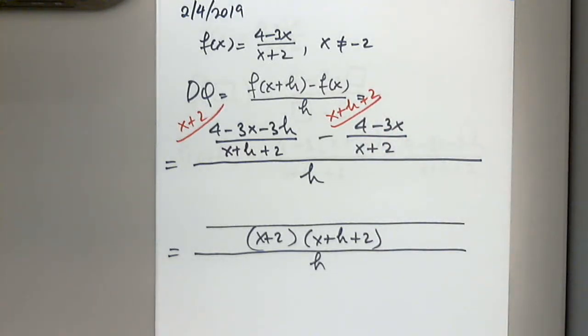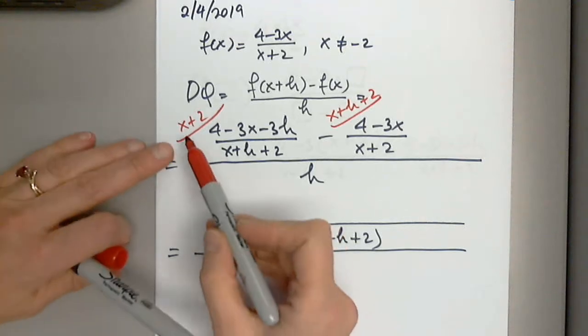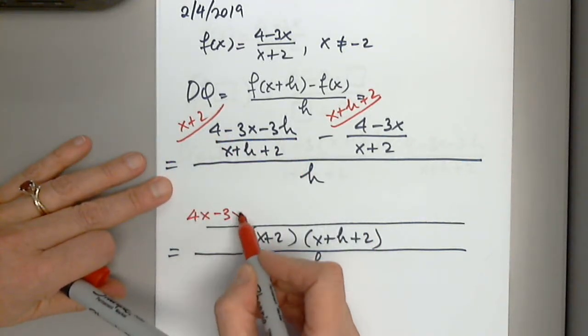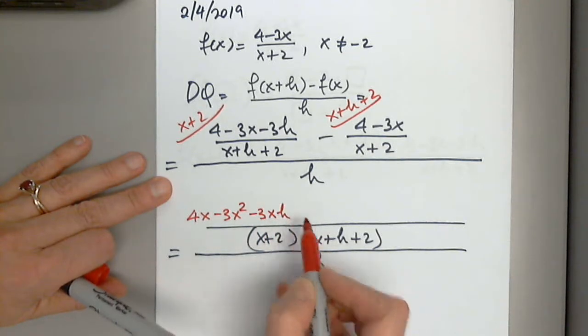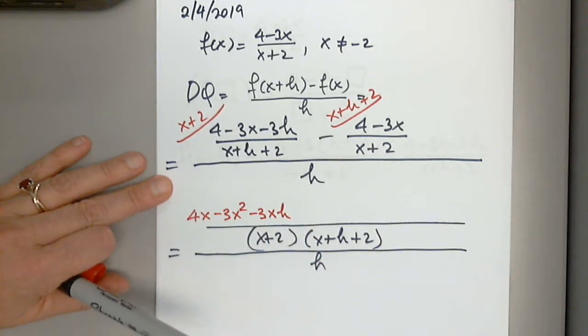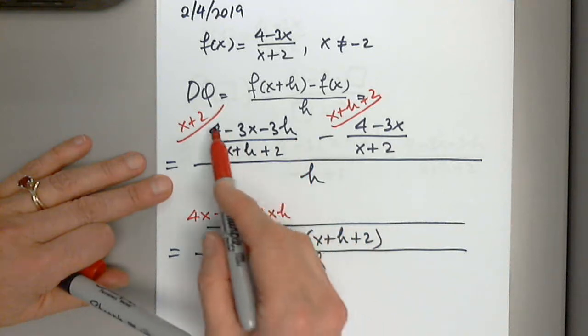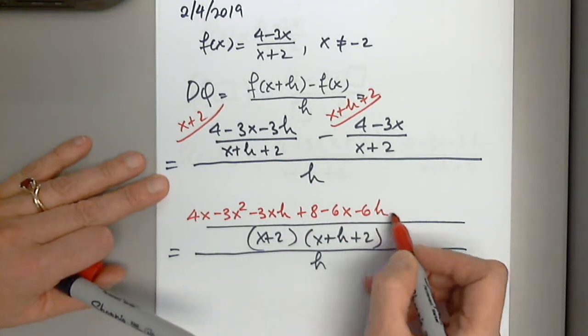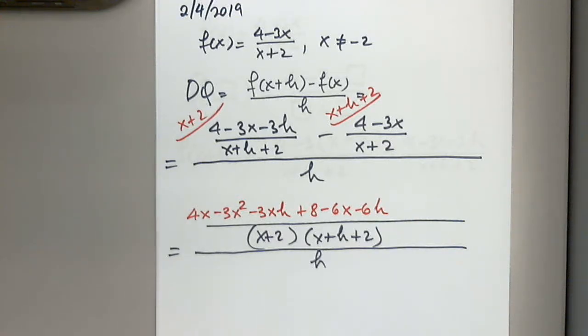Now I have to distribute. So I have to multiply x by these 3 terms: 4x minus 3x squared minus 3xh. Then I have to distribute 2 to these 3 terms, plus 8 minus 6x minus 6h. All this you see here is only the product of x plus 2 times 4 minus 3x minus 3h.